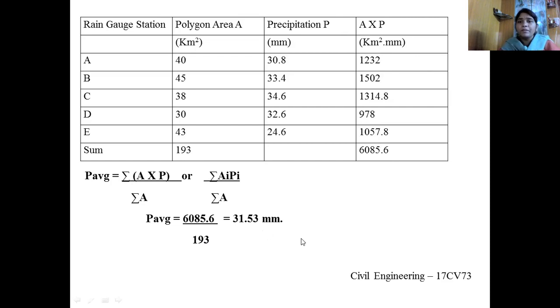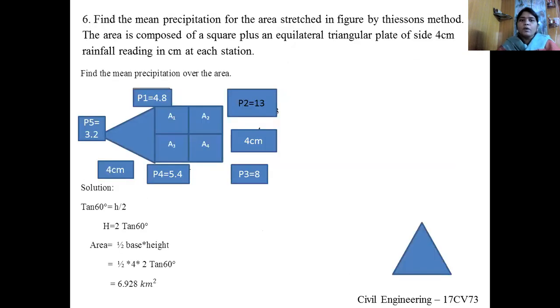So this is a simple Thiessen polygon method. Moving on to the next problem. Here, a square and a triangle will be given where various rain gauge stations are involved. They will be installed at A1, A2, A3, A4, and A5. Precipitations are recorded there as P1, P2, P3, P4, and P5. P1 is 4.8, P2 is 13, then 8, 5.4 and 3.2, and the sides are given as 4 centimeters each.